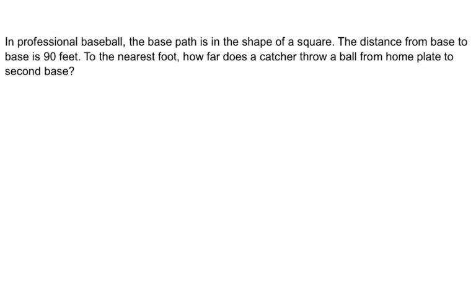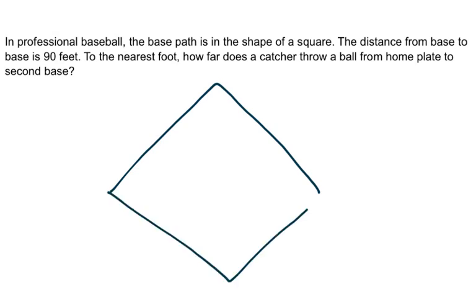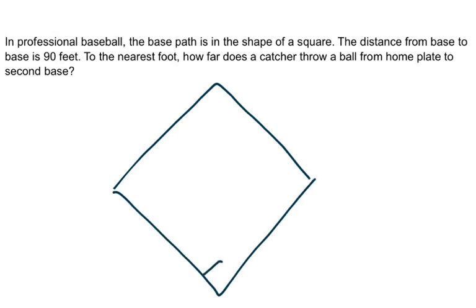In professional baseball, which is a wonderful sport, go Giants, the base path is in the shape of a square. So we have here a horrible shaped square. That looks terrible. So sorry. So let's just do this. It's not that much better. Anyways, we have here in baseball what we like to call a diamond, but it's in the shape of a square for the base path.